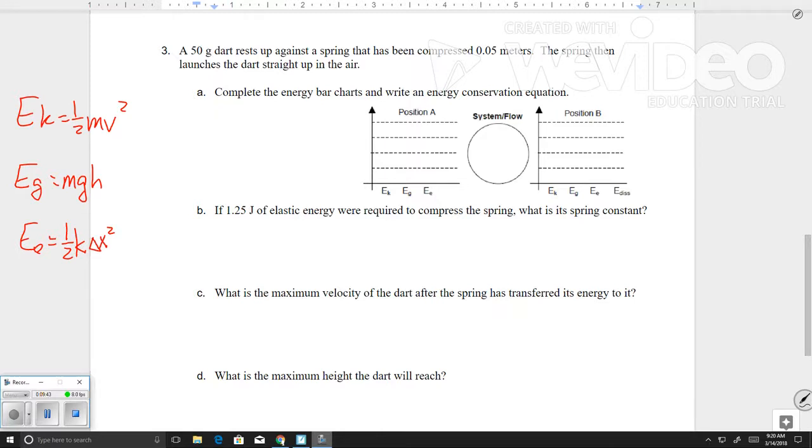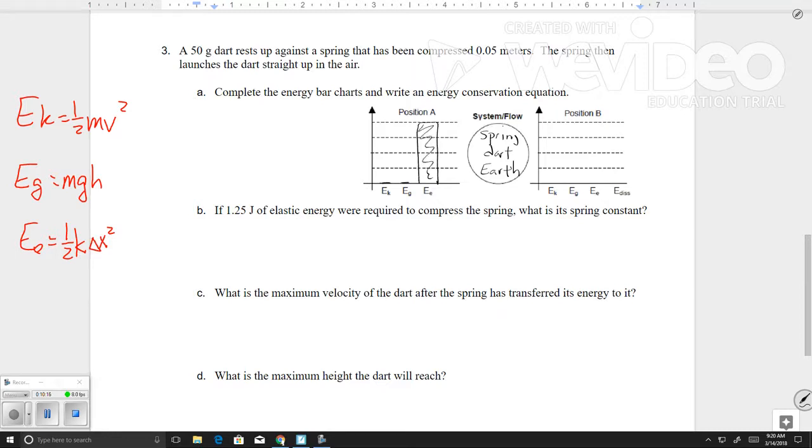And so for our system, we're going to have spring, dart, and because we have this thing going up in the air and falling back down, Earth. And in position A, we have the dart resting against the compressed spring, essentially sitting on the ground. So no gravitational energy, it's not moving, no kinetic energy. These two would be just sitting at zero, and then all the energy would be elastic.